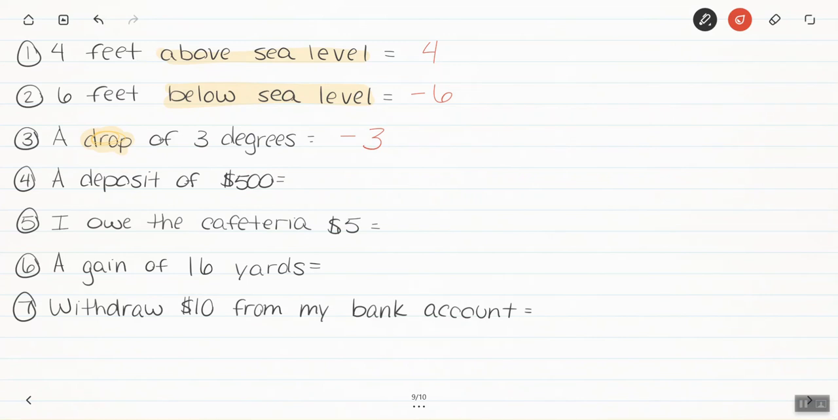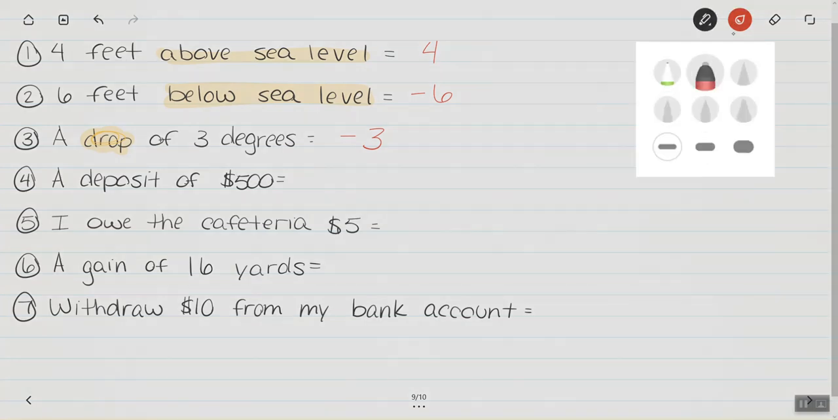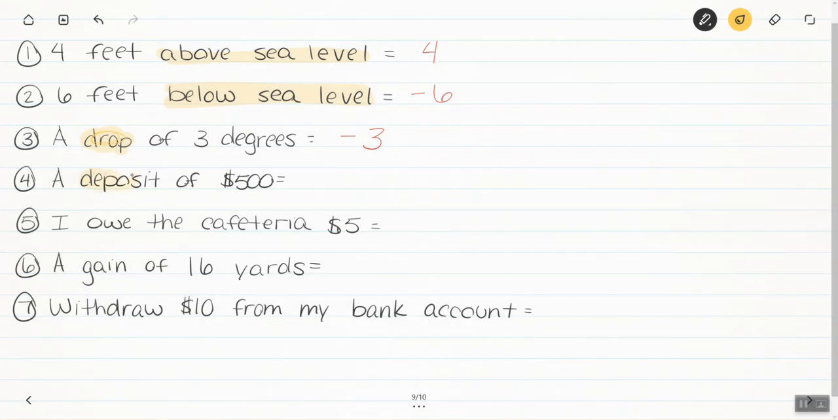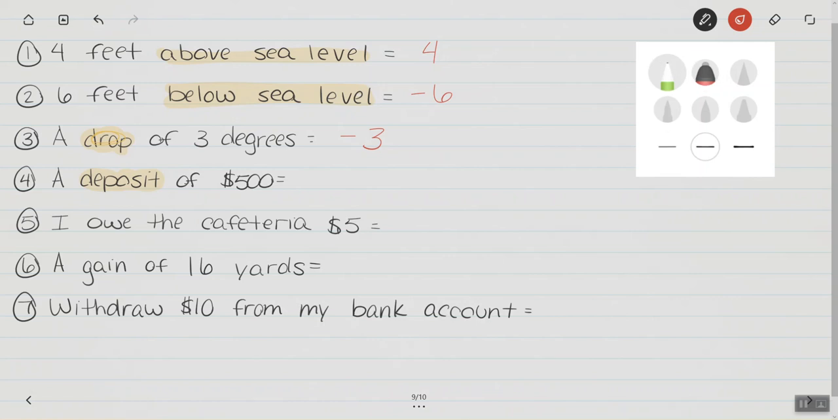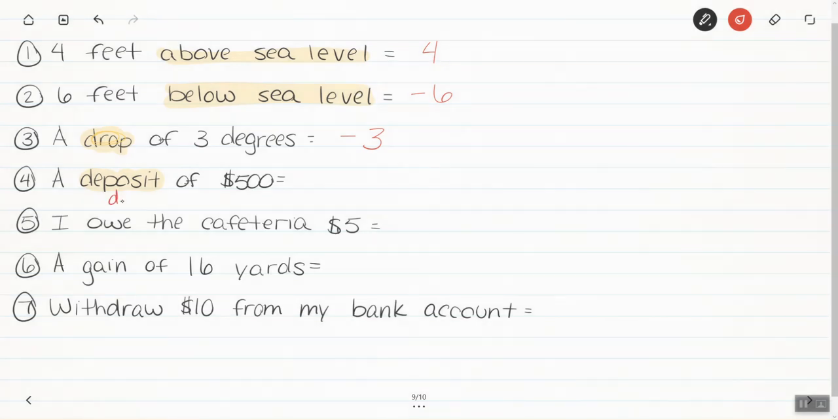Now, number 4 is a tricky word, especially if you don't deal with money a lot. A deposit of $500. So a deposit, and that's your keyword, means when you're putting money into your bank account. You can also think of the word deposit. I'm going to rewrite it as depositive. So you could think of it like that. Deposit is depositive. So that's telling me this is positive 500.